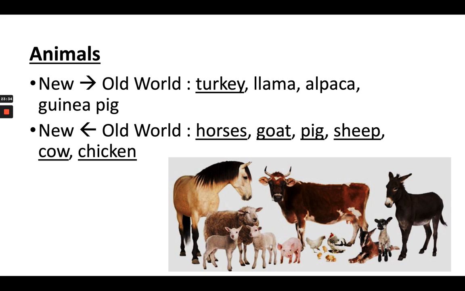All right, what about animals? Well, the New World sends turkeys, llamas, alpacas, which I'm still not convinced are not the exact same thing, and the guinea pig. The Old World sends horses, goats, sheep, cows, chickens. So think about how the Plains Indians' lives will really be transformed by the horse. It's going to make it possible for them to really hunt the buffalo. Or the Navajo and herding sheep, right? Many Native American groups will take advantage of these new animals.